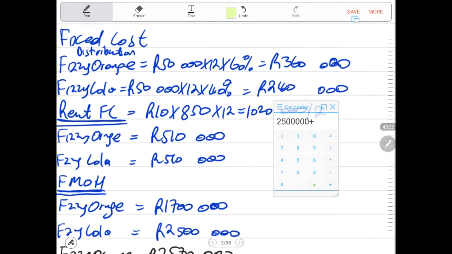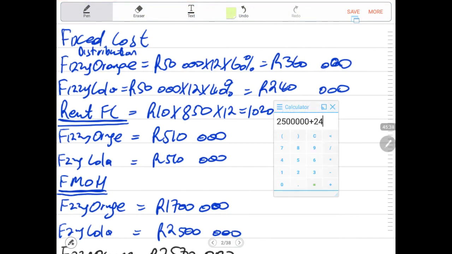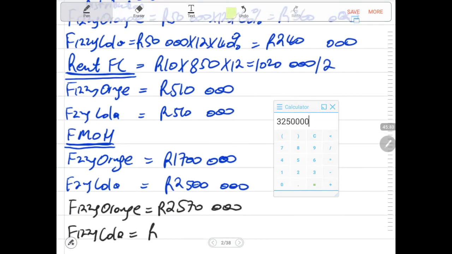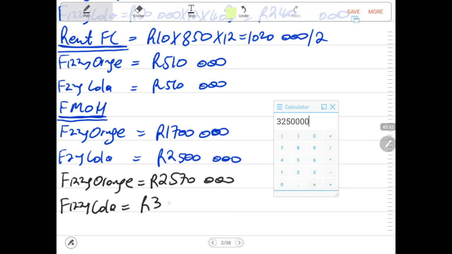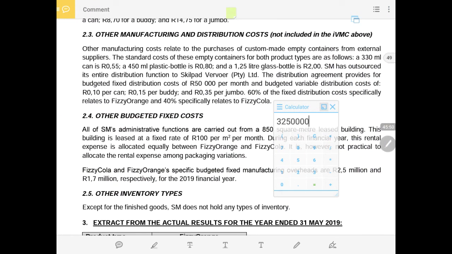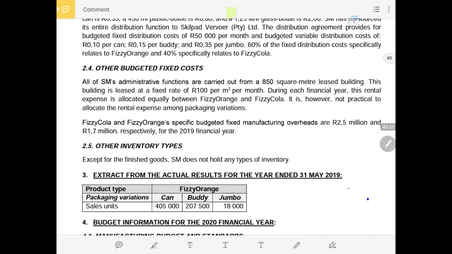Plus the second one, which is 240,000 plus 510,000, that is 3,250,000 rands of our fixed cost for the physical. So we have dealt with that analysis and we are done.